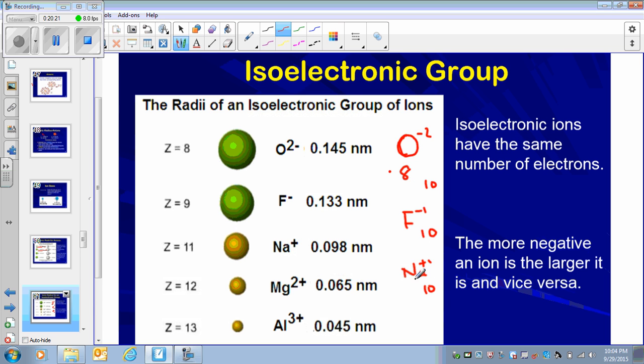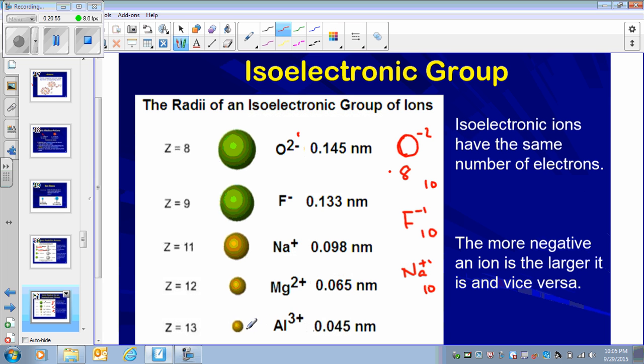So these are called isoelectronic, because they have the same number of electrons. These are different elements, but by gaining or losing electrons, now they have the same number of electrons left in their ion. So you see that the isoelectronic ions have the same number. The more negative an ion is, the larger it is. So this one is bigger than this one because it has more electrons on it. The fewer electrons it has, the smaller it is.